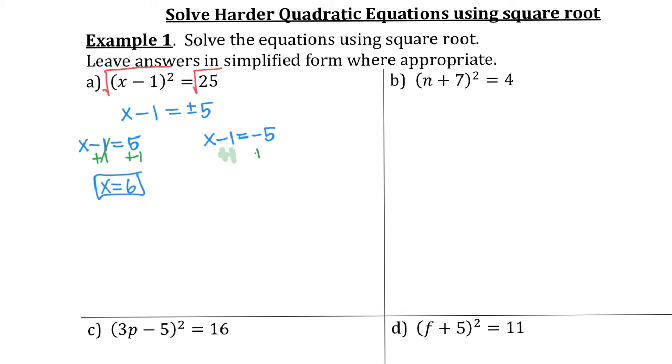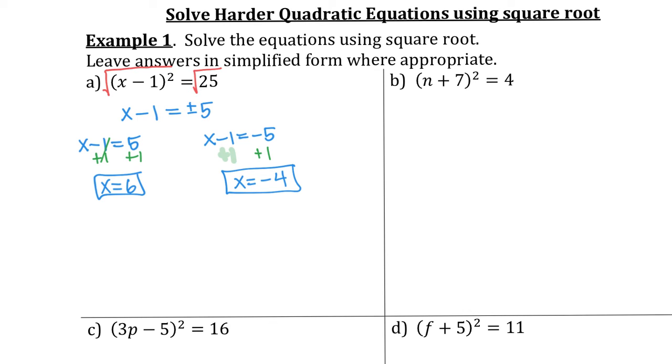Let me plus 1 over here. So I get x equals negative 5 plus 1 is negative 4 for my second answer. Let me think, does that work? If I did negative 4 minus 1, I would get negative 5. Negative 5 to the second power is also positive 25. So both of those answers work. And because it was quadratic, most of the time I get two answers.